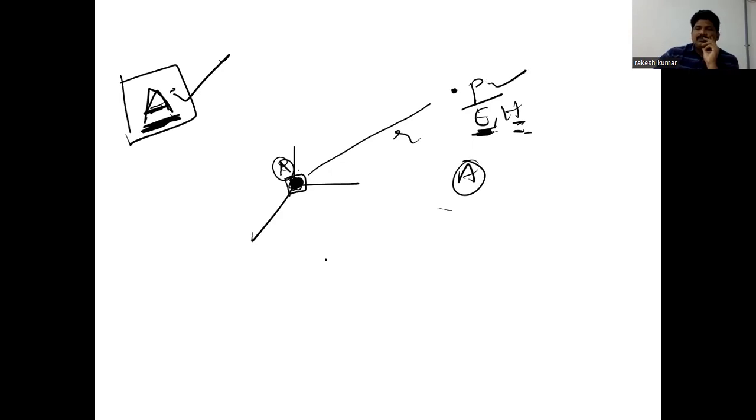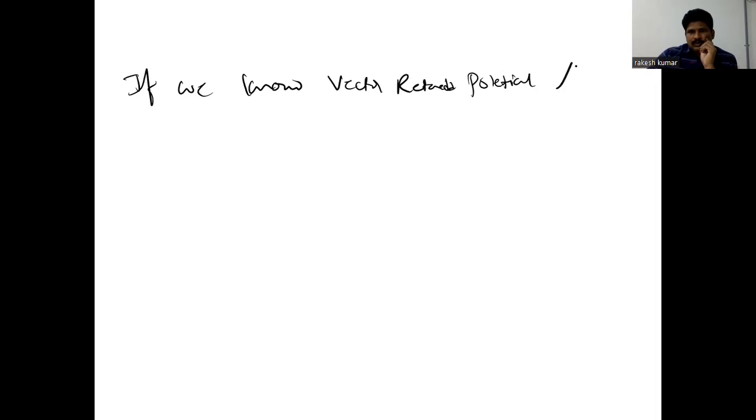So the simple first step. If you know A, these steps are very, very important. If you know the vector retarded potential A, how do you calculate the electric field and magnetic field, E and H, at a point P? Okay, so the first step is very, very important.